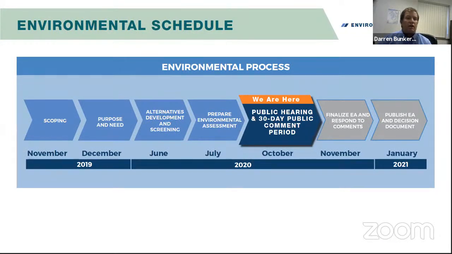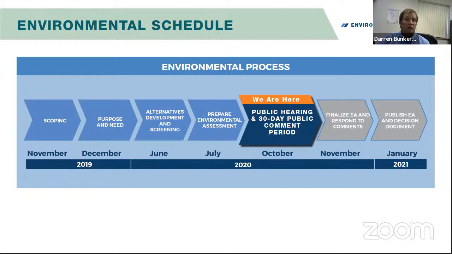I'll talk a little bit about the environmental process and the schedule at this point. In 2019, the environmental study began with scoping, which is the period that UDOT identifies issues within the study area and solicits input from the public, state, and federal agencies, including Native American tribes. This public scoping meeting was held in November of 2019.